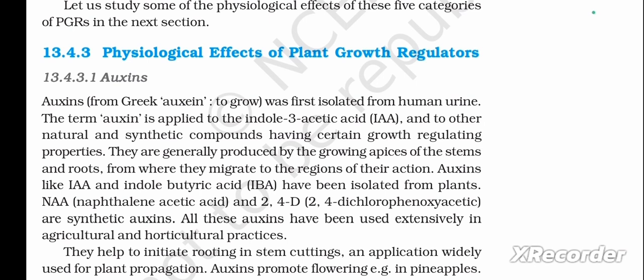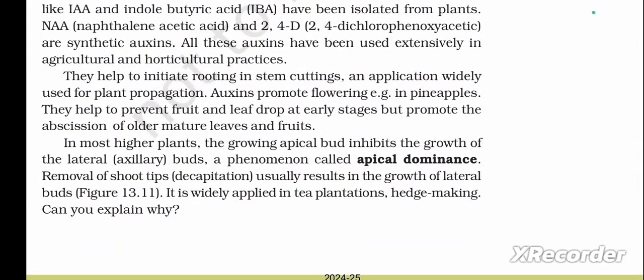Auxins like IAA and indole butyric acid, IBA, have been isolated from plants. NAA, naphthalene acetic acid, and 2,4-D, 2,4-dichlorophenoxyacetic acid, are synthetic auxins. All these auxins have been used extensively in agricultural and horticultural practices. They help to initiate rooting in stem cuttings, an application widely used for plant propagation. Auxins promote flowering, for example in pineapples. They help to prevent fruit and leaf drop at early stages but promote the abscission of older mature leaves and fruits.